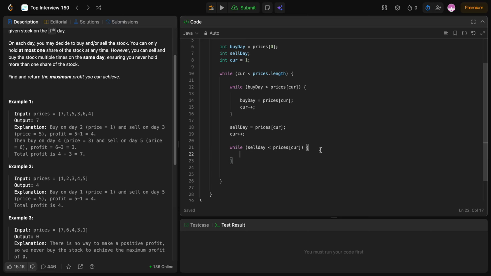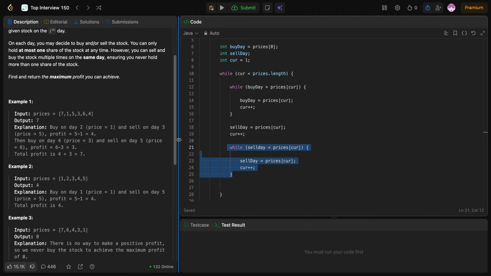while sell day is smaller than prices at car, then we'll do sell day equals prices at car, and then we'll do car plus plus. So after here, I will now have the largest possible day for sell day, such that I haven't yet found a value that's lower than the previous value. It's just incrementing as far as I can increment.